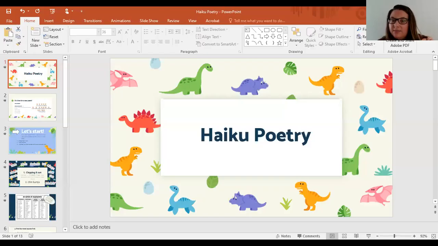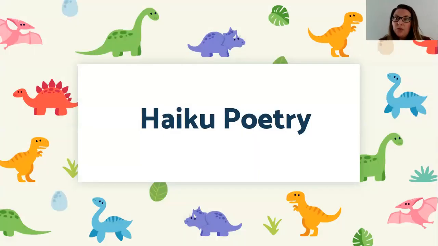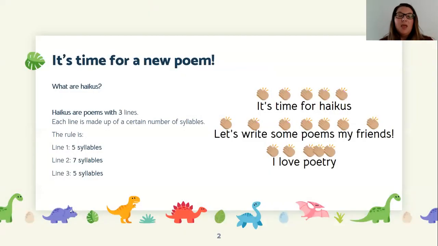Today you are going to be taking what we've done about syllables and vowel sounds, and you are actually going to be writing your own poem, and that poem is called a haiku. I'm just going to share my screen here with you so you can see what we are doing. As promised, we are talking about haiku poetry today.